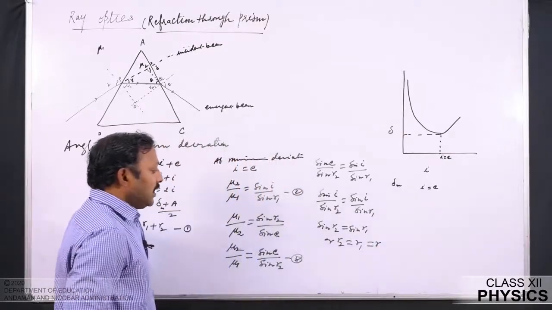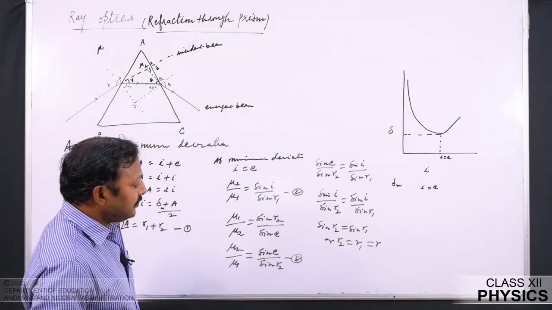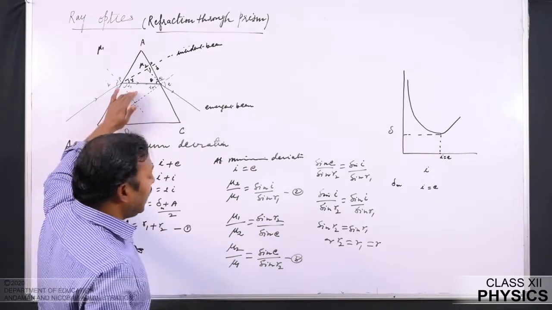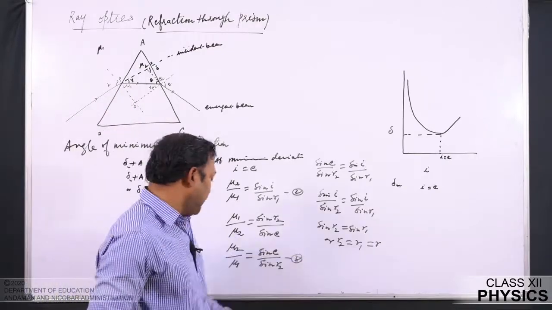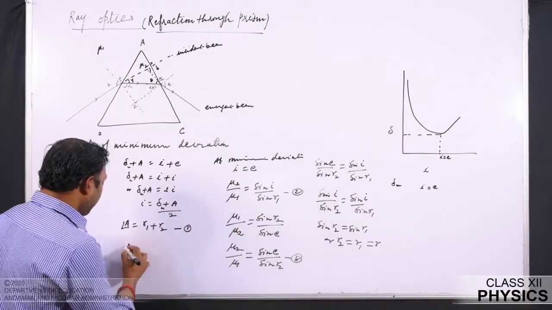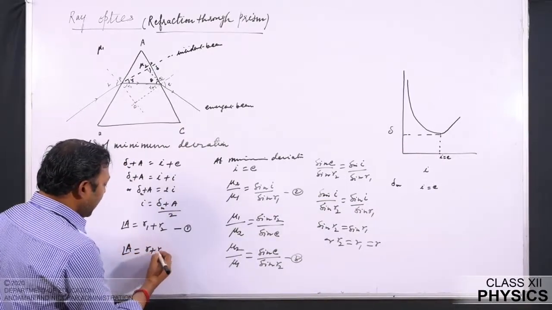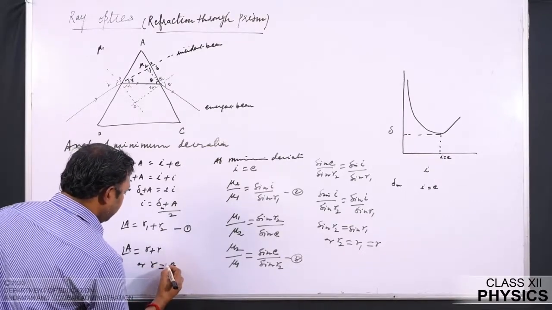So, we saw that at angle of minimum deviation I will be equal to E and the refracting angles R1 as well as R2 will also be equal, and I named this angle as R. Now, equation 1 becomes angle A is equal to R plus R, or R is equal to A by 2.